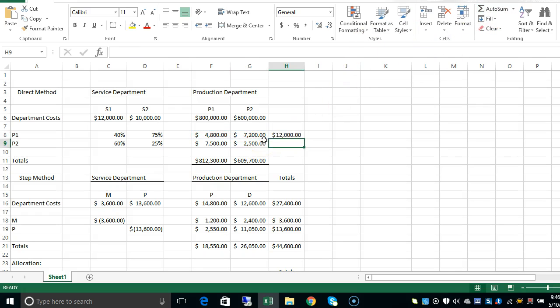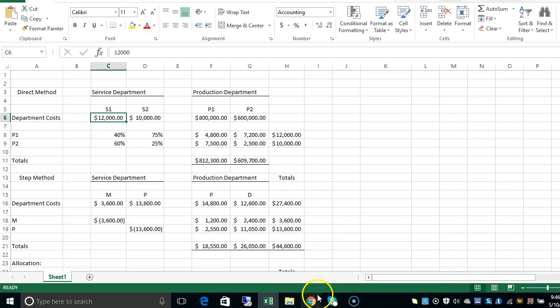These costs should add up in total to the costs we're allocating. If P1 and P2 in this matrix equal S1's total cost, you know you've allocated correctly.